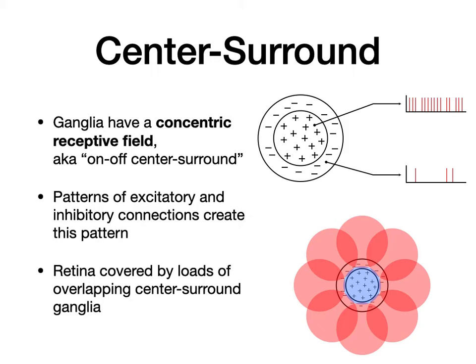So the idea is that you have this pattern that's able to tell not just, hey, there's light. It can also say, hey, there's light in this specific edge spot. Ooh, how does that work? We'll get there. The retina is covered with loads of these. There's overlapping center surround ganglia all over the place. The first layer is all the rods and cones, and then one layer removed from that is the ganglion cells.